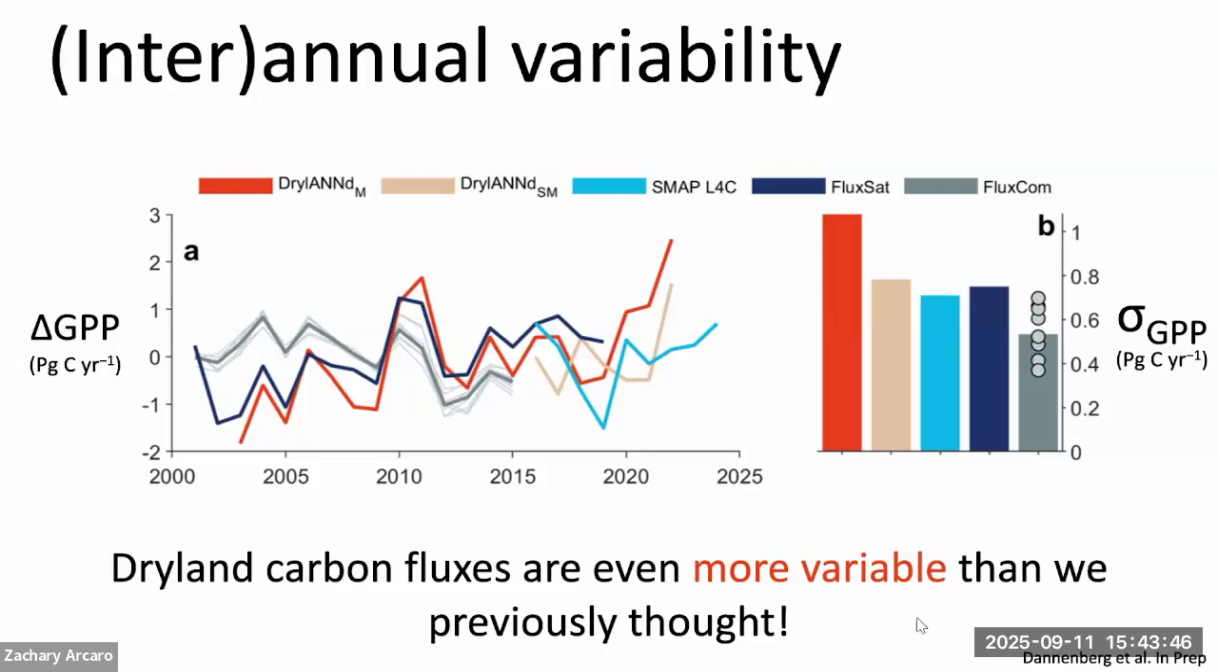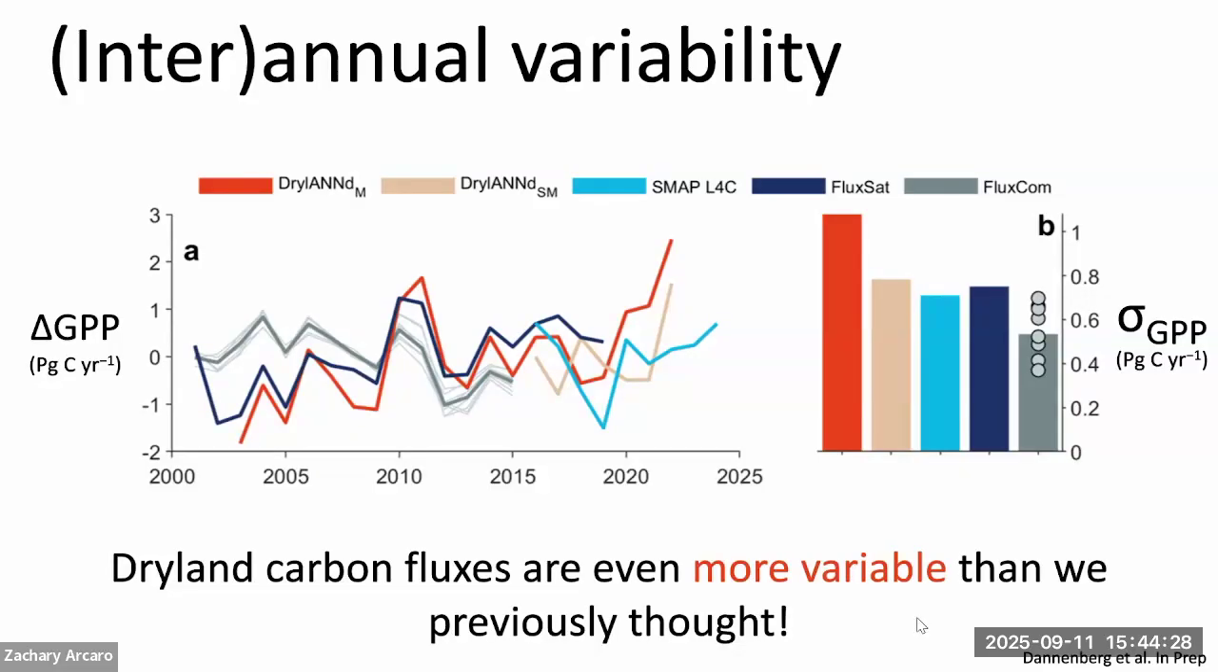What that ultimately means is that when we sum that up over the entire globe, the carbon fluxes coming from Drylands are much more variable than we previously thought. The time series is just showing the annual gross primary production from Dryland systems summed over the entire globe. Again, the red is showing our Dryland model, and then the other colors are representing some other model. And then over here, we're showing the standard deviation of the gross primary production interannually. And so what we can see is that in the Dryland model, our model, we're predicting much higher variance in gross primary production than other remotely sensed data sets.